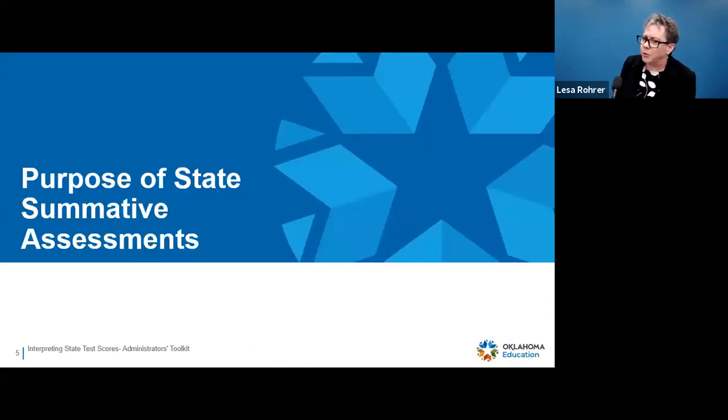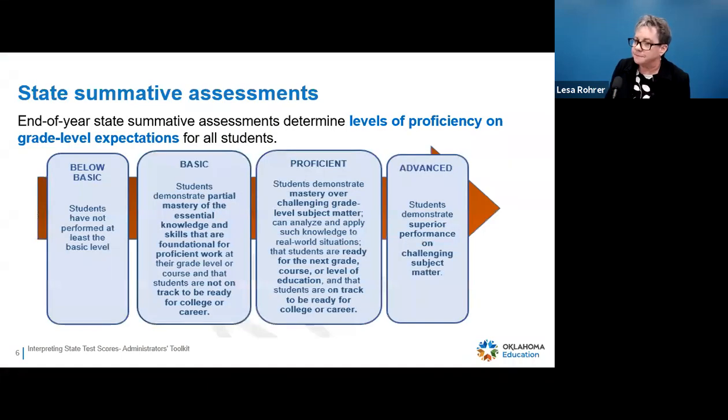So let's get started with the purpose, because we always start with the why. So what is the purpose of state summative assessments? When we look at it, end of the year summative assessments help us determine levels of proficiency compared to grade level expectations for all students. This is set in statute: below basic, basic, proficient, and advanced. You notice that basic students have the foundational knowledge and skills, but they may not be ready. Proficient students demonstrate mastery of grade level subject matter and are ready for the next grade, course, or level. Advanced students have superior performance.